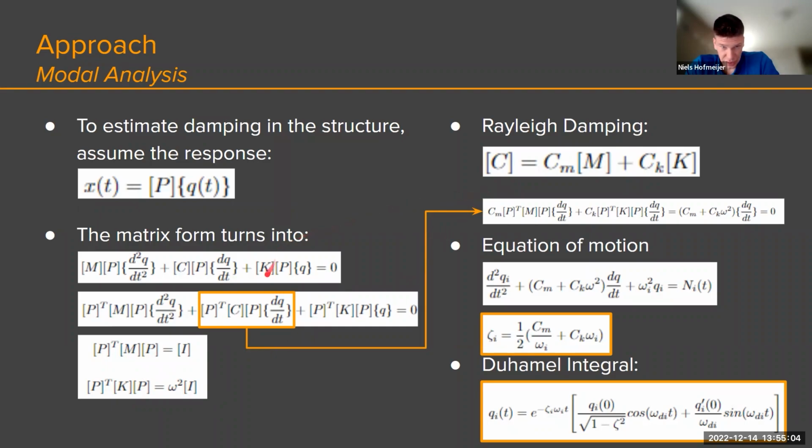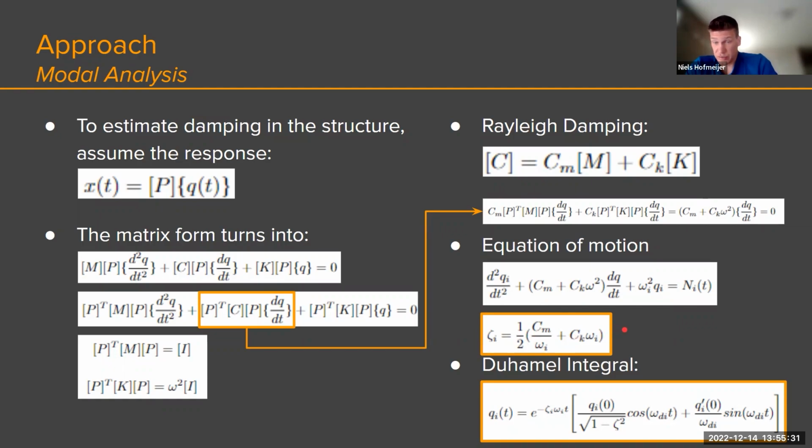Then the middle term can be used for Rayleigh damping, and we can write it out as this, and it becomes this term right over here. Now plugging that into the equation of motion, we get this equation of motion. Since this term is equal to 2 times the mass times zeta, we can calculate zeta for each floor.